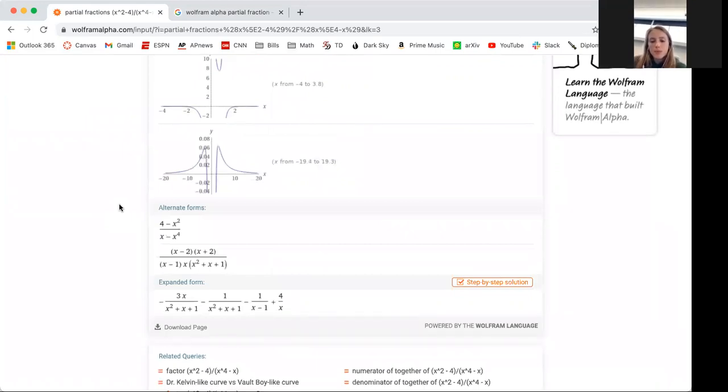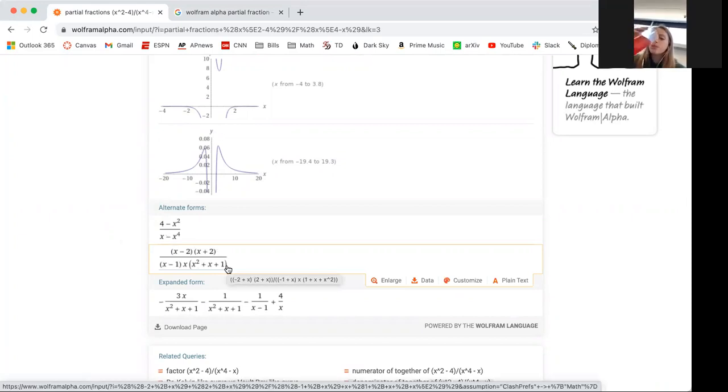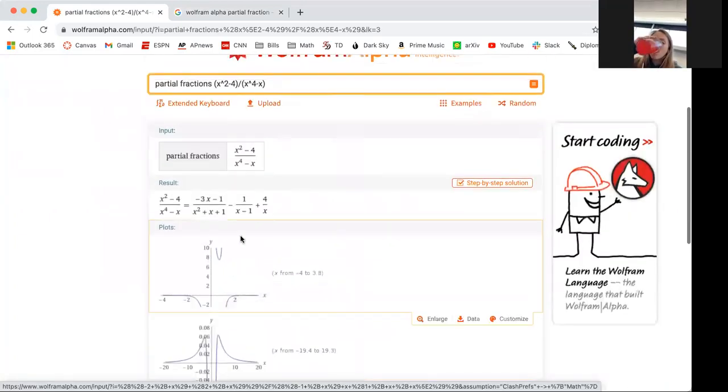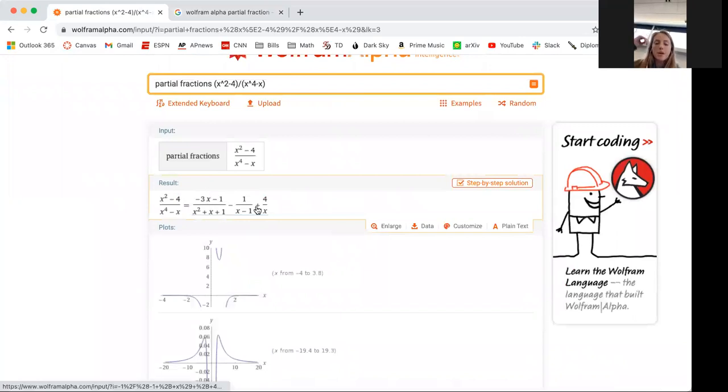And so this has a lot of different pieces. Maybe the most important parts, here it has the completely factored version. So before you jump into the partial fractions, you would want to factor at least the bottom as completely as you can. And then it has the full partial fractions with all the constants in there.